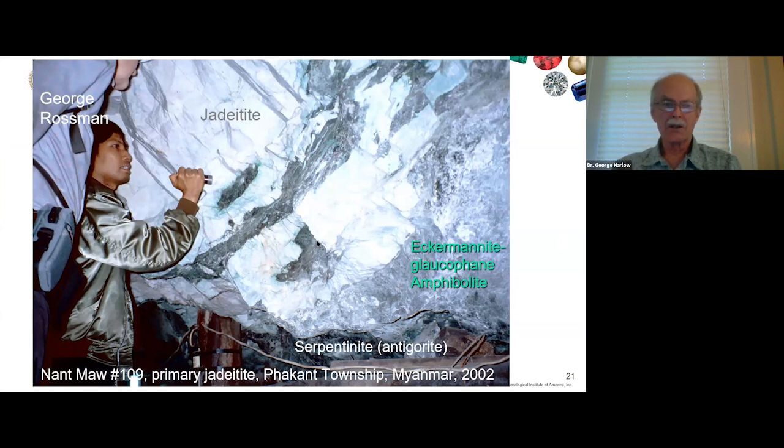So this is on a different trip that George Rossman and I took. George Rossman is at Caltech. Many of you may know him because he's a gem expert as well. And this is underground in a primary deposit where the white looking material is jadeite and the grayish or blackish material is either serpentinite or altered serpentinite. So the real serpentinite is down at the bottom of the picture. There's these amphibole rocks in here.